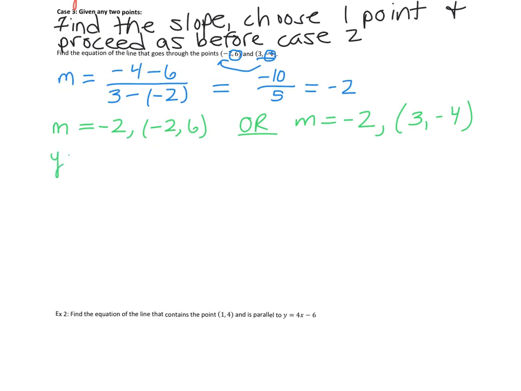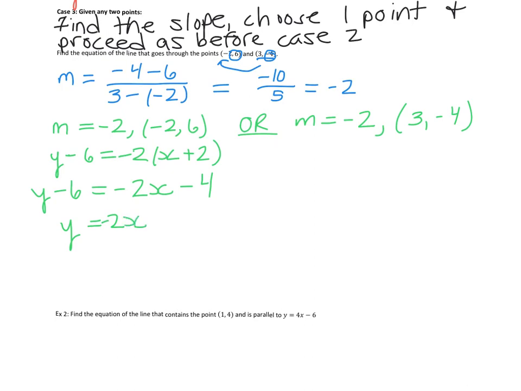We'll use point slope form, so subtract the y. x minus a negative 2 becomes x plus 2. And we solve for y. So distribute that -2. Multiplying by a negative number flips all the signs. And then you add your 6, so plus 6 on both sides. So we get y = -2x + 2. And that would be your solution.